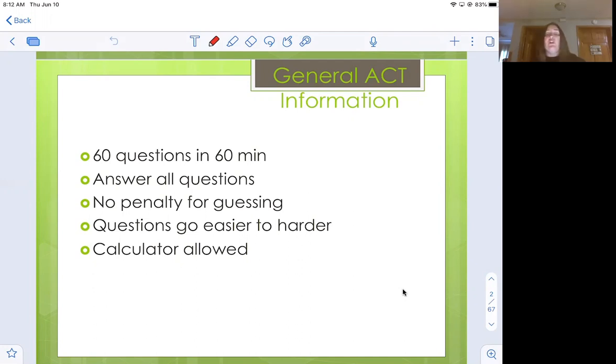Okay. There is no penalty for guessing. So that's why I'm saying fill those letters in. See if you can get a couple questions just by doing that.